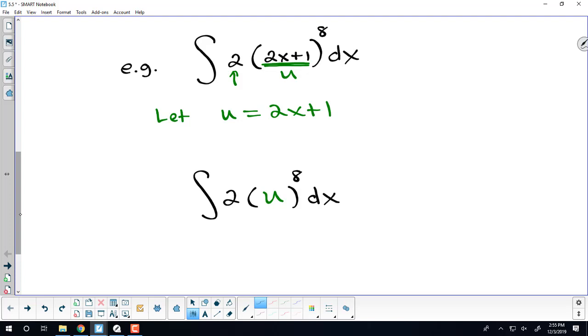So when you're using the substitution method here with these antiderivatives, not only do you have to identify what function you're going to substitute for, but you also have to involve the derivative of that substitution. We can't account for this dx in terms of u unless we involve the derivative of our substitution. So the derivative of our function u with respect to x is 2. Does everybody agree with that? Or u prime is 2.